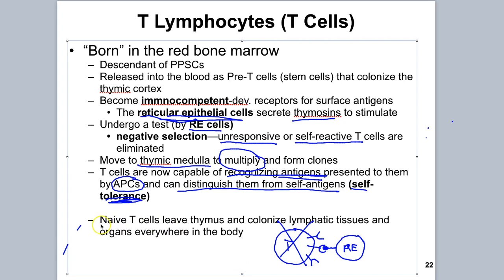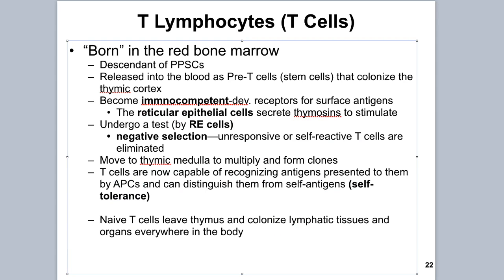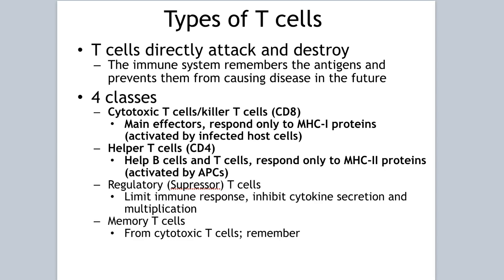Okay, so these naive T cells, at this point, are called naive T cells because they're developed, but they've never encountered a pathogen yet. They've just been developing, and the reticular epithelial cells developed them in the thymus. They're naive. They've never even seen a pathogen before. So now they're going to leave the thymus and they're going to colonize. They're going to go to live in lymphatic tissues all over the body. So they're going to go to the lymph nodes, the tonsils, the spleen, and the appendix, all lymphatic tissues, and reside there. And one day soon, they will see a pathogen.